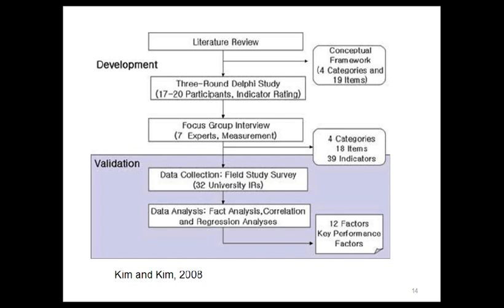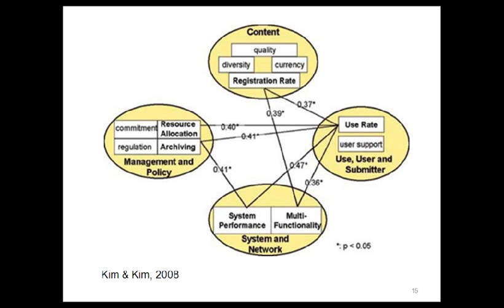And our next slide is just going to give you a bit of a sense of the complexity of this. Now, I am not going to explain the stats here, but what I think is really evident about this particular illustration from Kim and Kim is that it shows us these spheres, these key performance factors and key performance spheres around IRs. And what you can see, for example, on the right-hand side with use rate, is that a lot of different individual factors are impacting on that, and that includes things like registration rate, and it includes allocation of resources and archiving.